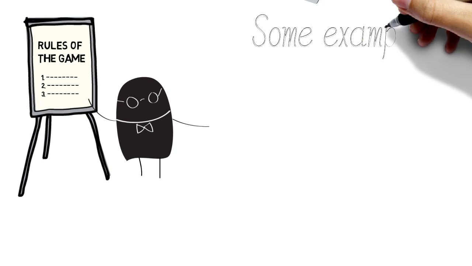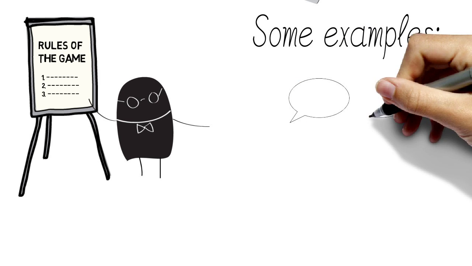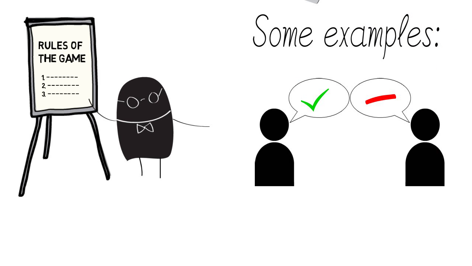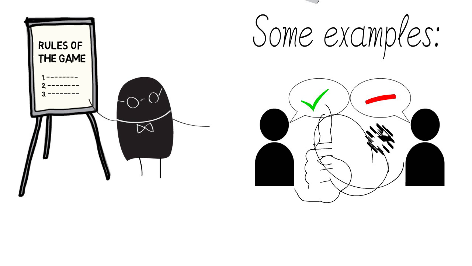So let me introduce to you the rules of the game, and I'll give you a couple of examples. Rule number 2, speak supportively. Give positive and negative feedback, and what this means is to speak positively and give negative feedback appropriately and, where necessary, in a timely manner.